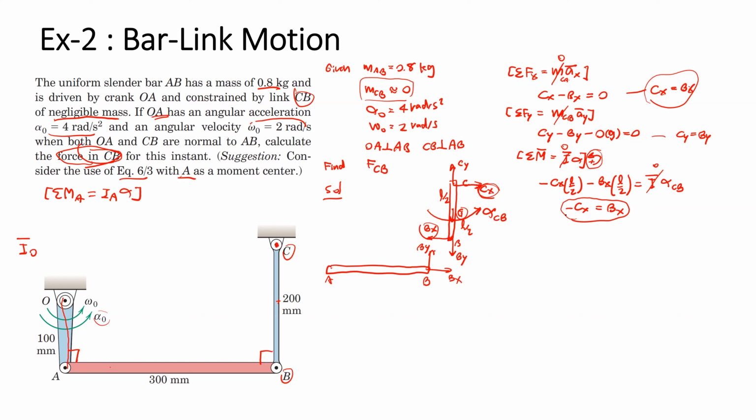So yes, by this, finally we know that Bx equal to Cx and it needs to equal 0. And again, the link CB, the same explanation as the previous page. The link CB is a two-force member. It means we only have force in the link direction.